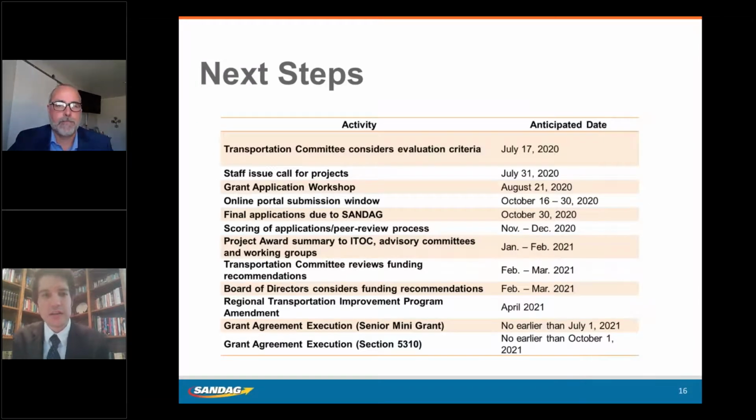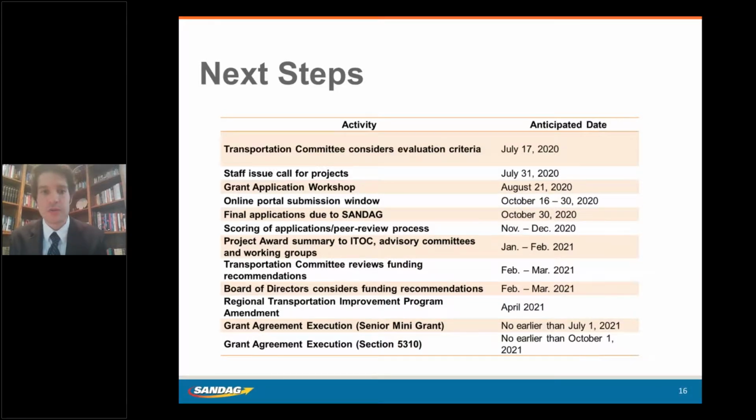Thank you, Brian. So lastly, here's the anticipated timeline for the Cycle 11 Specialized Transportation Grant Program call for projects. Based on this timeline, staff would present draft funding recommendations to the ITALC, Transportation Committee, and Board of Directors between January and March of 2021. Pending approval, successful projects could start between July and October 2021. This concludes our presentation, and we welcome any questions and input you may have at this time. Thank you.